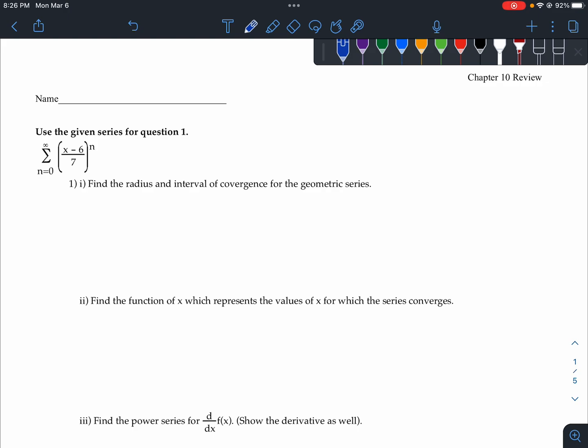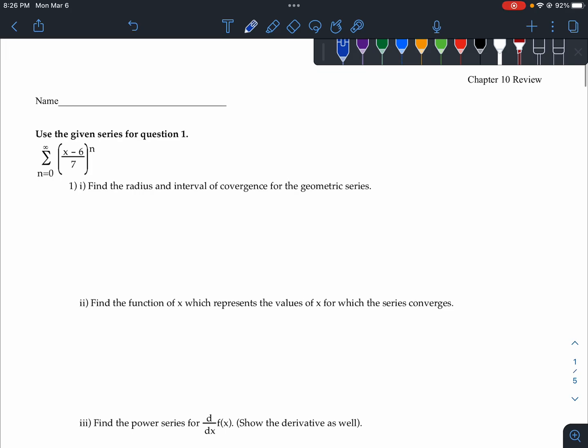So question 1, we're given a series, and we're going to find the radius and the interval of convergence for the first part. So first thing I'm noting is that it's a geometric series, and it's a power series as well. A geometric series will converge if the absolute value of the common ratio is less than 1. Since the ratio is x minus 6 over 7, this will converge when the absolute value of x minus 6 over 7 is less than 1.